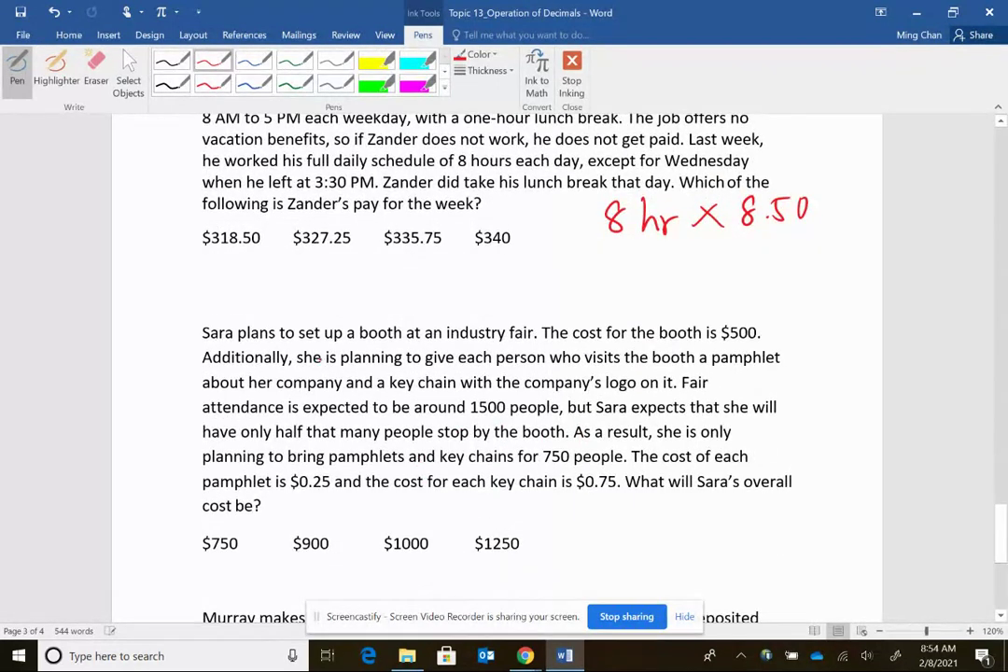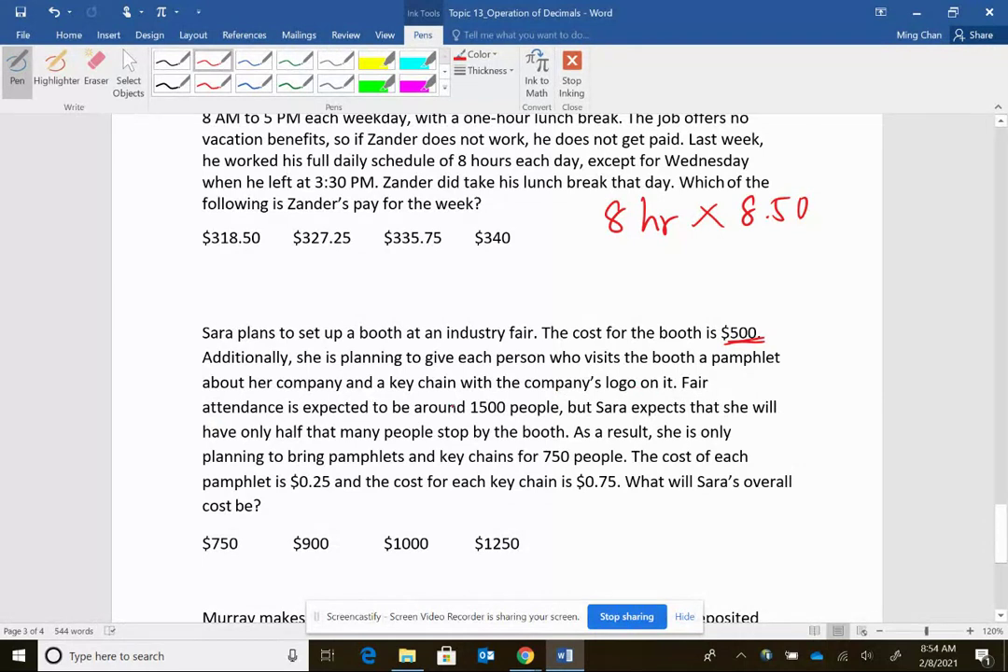All right. Sarah plans to set up a booth at an industry fair. The cost of the booth is $500. Okay, so that's how much she's got to pay. Additionally, she is planning to give each person who visits the booth a pamphlet about her company and a keychain with the company logo on it. So she's giving out two things: a pamphlet and a keychain.